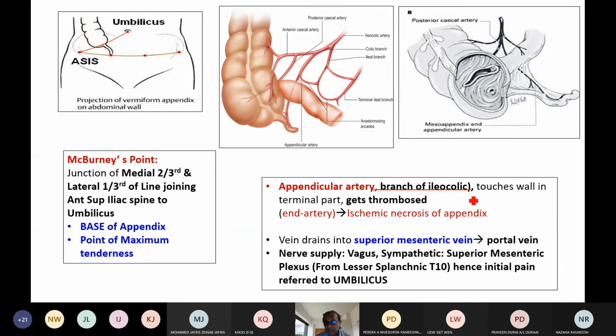The appendicular artery is a branch of the ileocolic artery. It gets thrombosed in the terminal part and it can produce gangrene of the appendix. So again, the ileocolic artery gives the appendicular artery, or it can even come from the posterior cecal artery. Veins: superior mesenteric vein, portal vein.